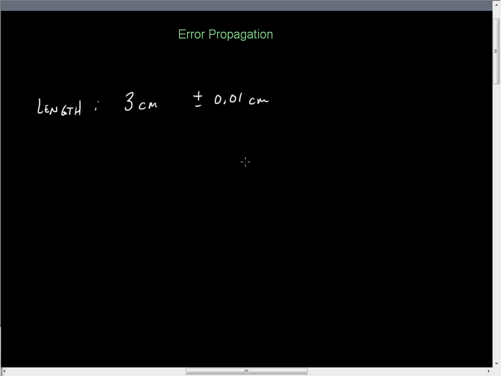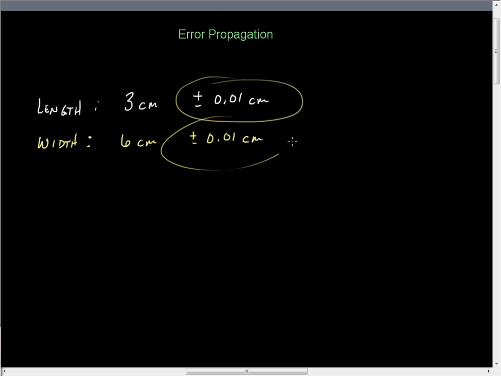But now if you want to do anything with that, for example, determine the area of a rectangle, let's say, then you're going to need a width. And that width might be 6 centimeters. And we still have the same error in our measurement of 0.01 centimeters. And so now when you compare these things, you've got a serious issue, because you've got errors associated with both of these values, and now you have to multiply them. Now our error is going to grow.